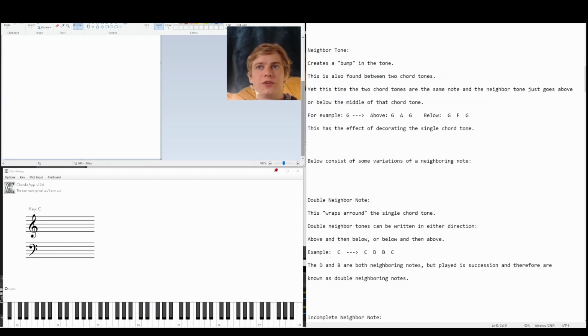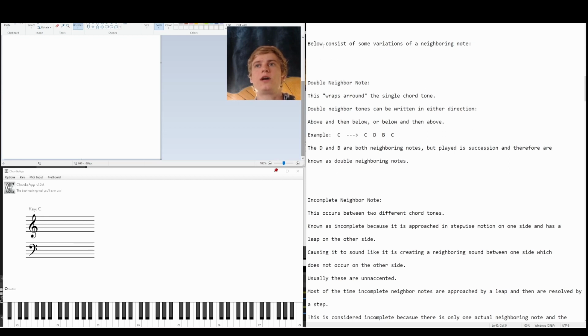Next, there is a neighbor tone, which creates a bump in the tone. This is also found between two chord tones. Yet this time, the two chord tones are the same note, and the neighbor tone just goes above or below the middle of that chord tone. So for example, if we're taking the note G, and we want to do a neighbor tone to G, then we could do G, A, G to go above, or we could go G, F, G if we want to go below. This has the effect of decorating a single chord tone note.